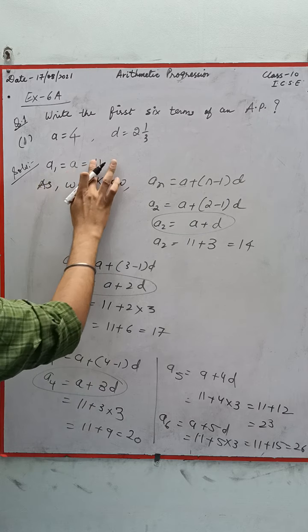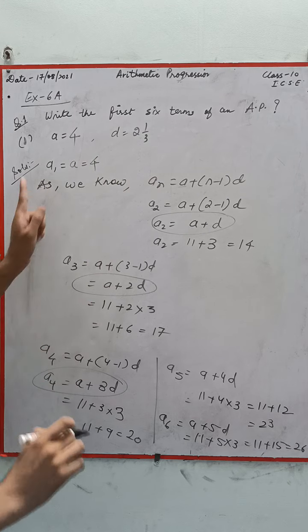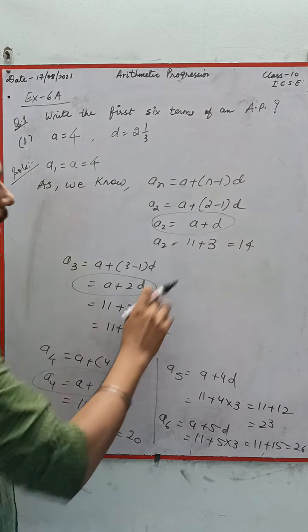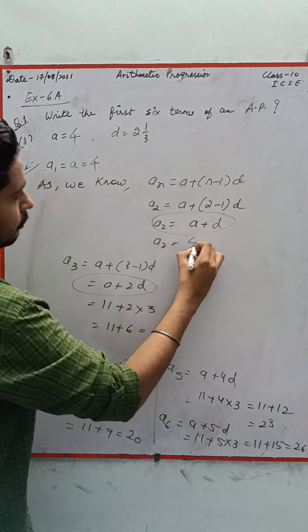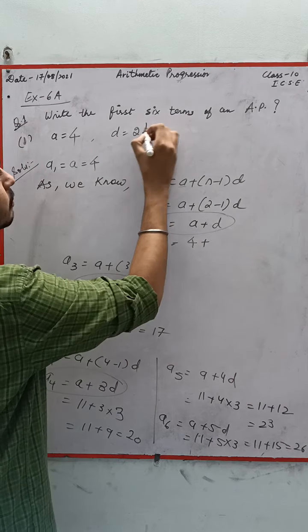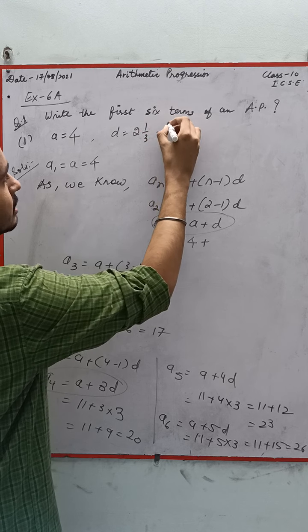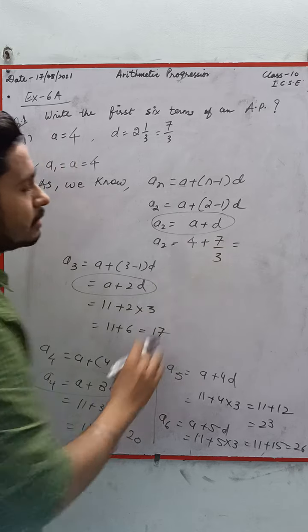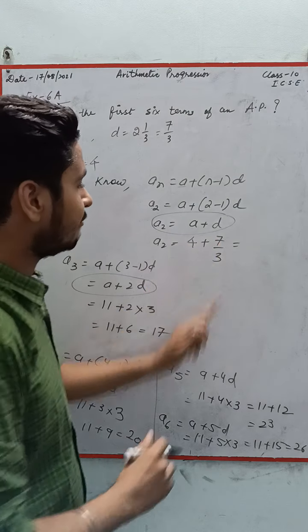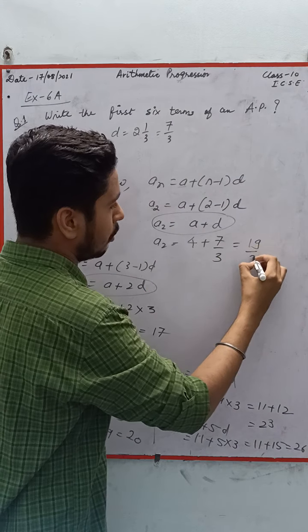So now you have a as 4. We know an is this and that. Here I am just changing the values. 4 plus, this is what? 2, 3 2s are 6 plus 1, 7 upon 3. So 7 upon 3. 3 4s are 12. 12 plus 7, 19 upon 3.